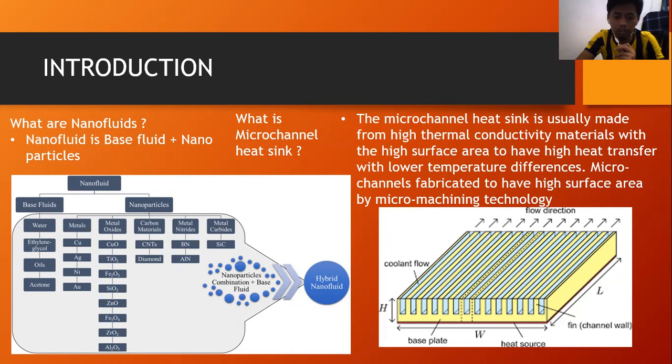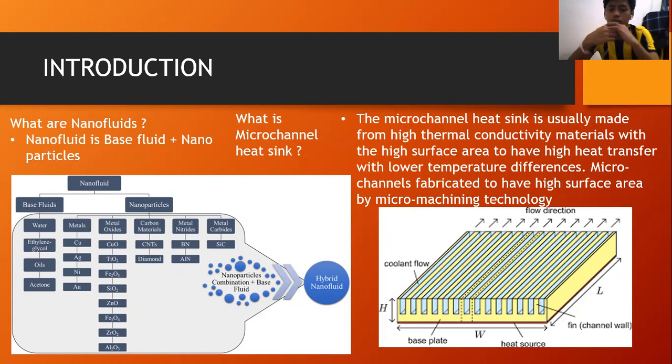And the metal oxides for the nanoparticles are CuO, TiO2, Fe2O3, SiO2, ZnO, Fe3O4, ZrO2, and Al2O3. For the carbon materials, there are CNTs and diamond. For the metal nitrides, there are BN and AlN. For the metal carbide, it is SiC.